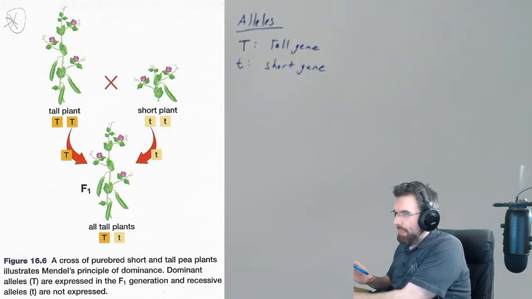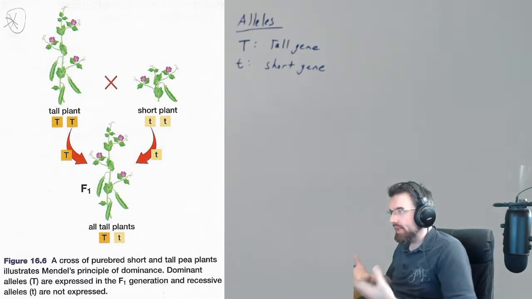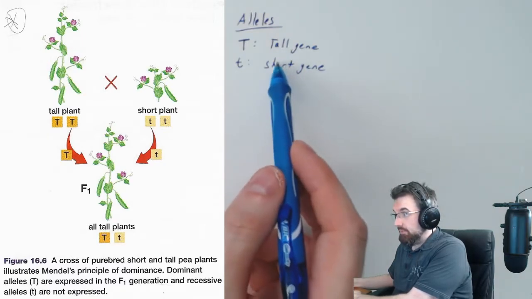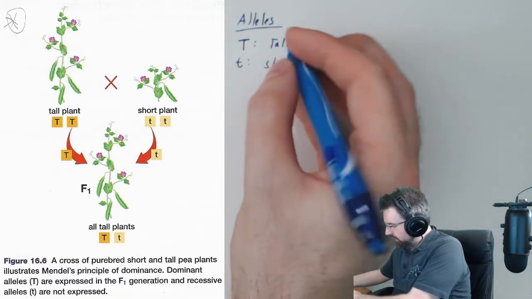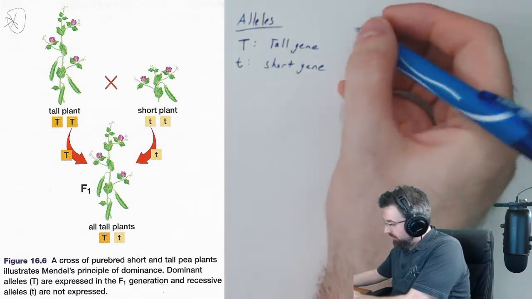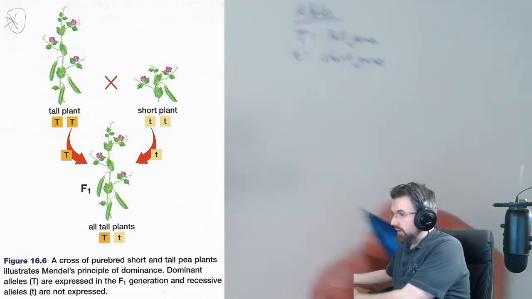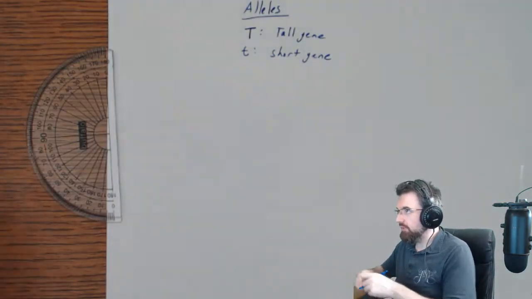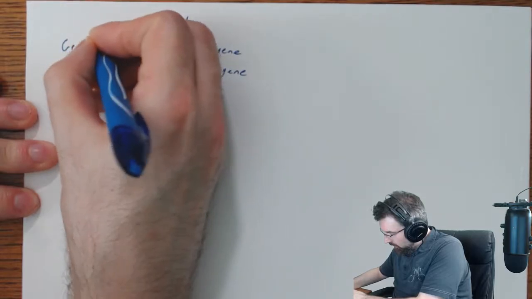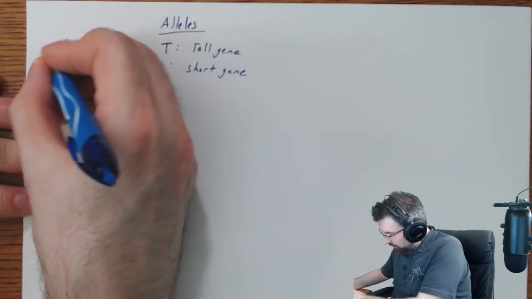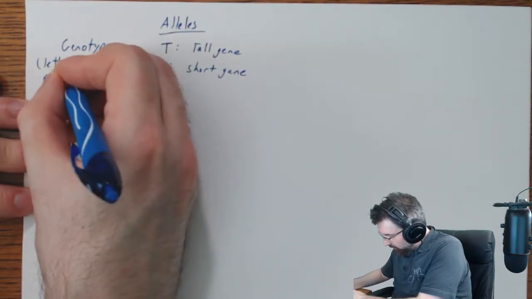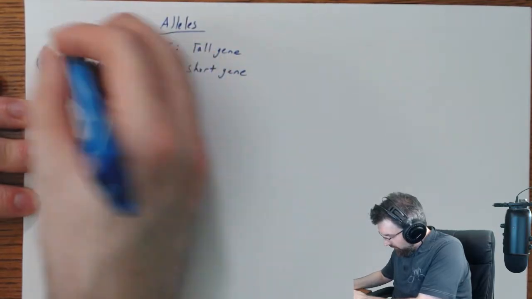Now, each organism will have two genes that govern these traits. Okay? So the capital T is tall and the lowercase t is short. And this is what's called the genotype. Actually, I'll get rid of this picture for now so we can see my paper a bit better. So these are called genotypes. And that means the letters used to represent the gene.